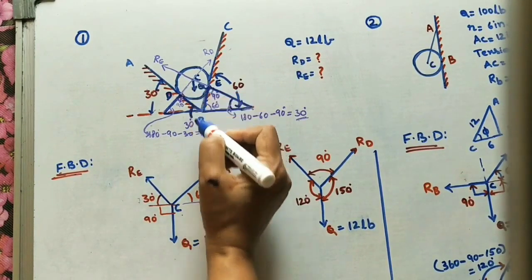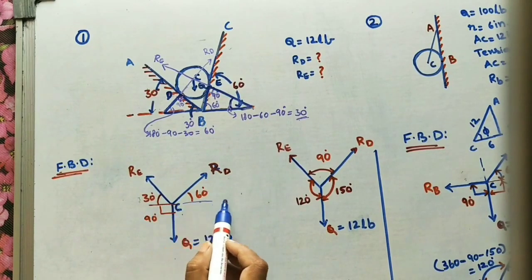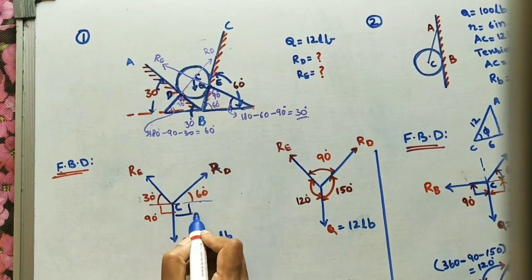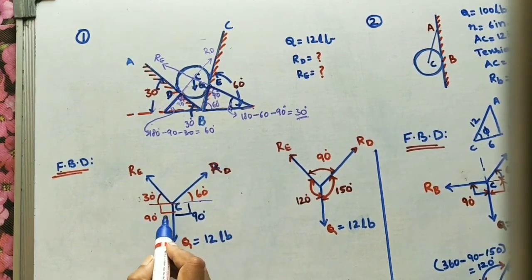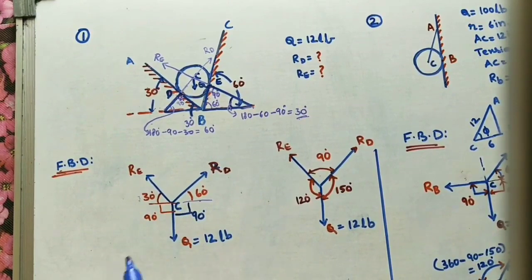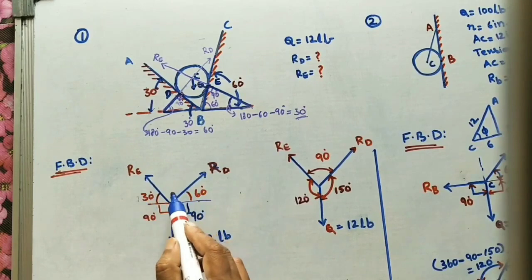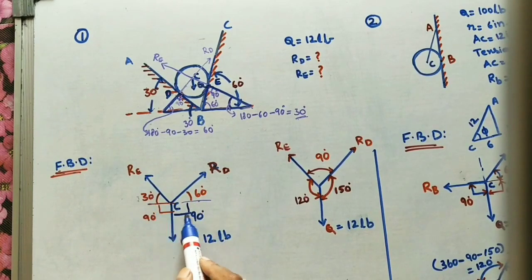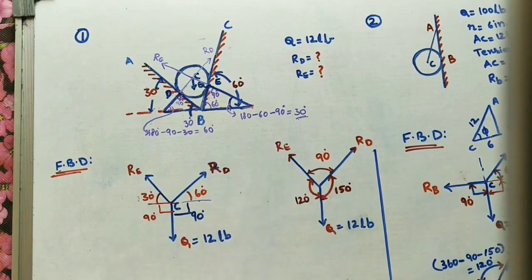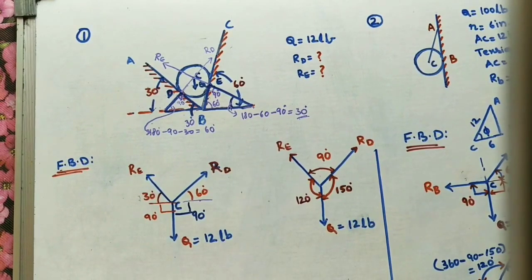Now here the weight is acting downward, as I already marked. With the horizontal, if you draw a vertical line, this is 90 degrees because a horizontal line and a vertical line make 90. For finding this angle, the total angle at the center is 360. 360 minus the sum of all these will give 90 degrees. Here I redrew the diagram so that we can apply Lami's theorem.